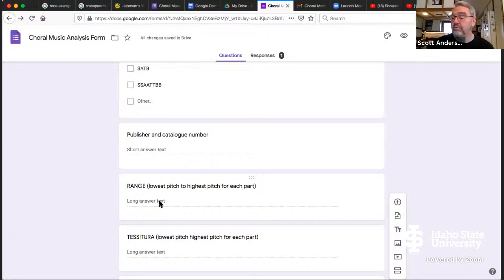Then I'd return and write tenor dash. I'd put F3 to C4. And then for the bass, I'd put low F2 to B flat 3. So the basses actually have the highest range in the piece. Then I go down to tessitura. I've finished with ranges, and all those are 2 notes for each voice part, lowest to highest.